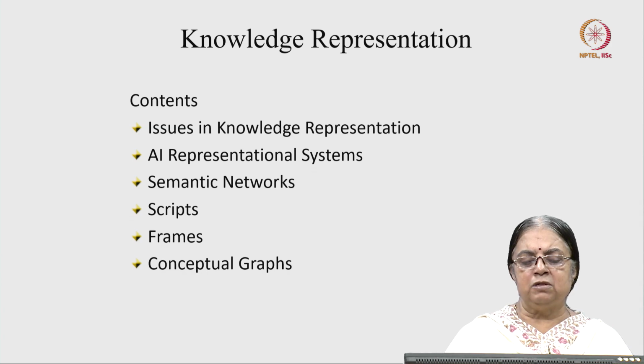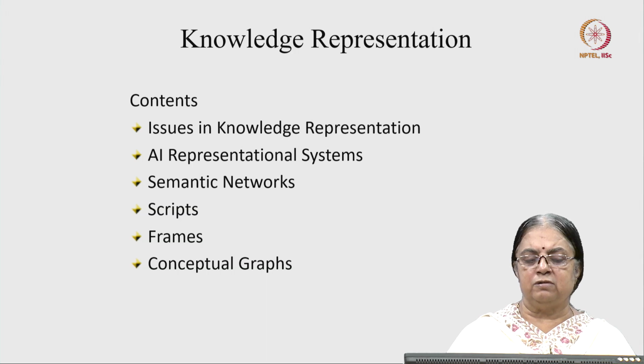And we talk about some specific knowledge representation schemes. The first one is what is called the semantic networks. In the semantic networks, you are trying to represent the semantics of a sentence or a set of sentences, or maybe a concept. So, you are trying to represent the semantics which is there in that.